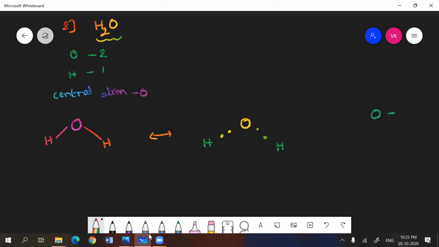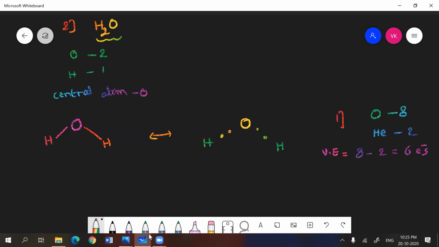Oxygen atom first. Atomic number 8. Previous noble gas is helium, atomic number 2. So 8 minus 2 is equal to 6 electrons. So this is the counting of valence electrons for the oxygen atom. So 6 electrons means, we see only 1, 2 electrons we wrote. What about the remaining 4 electrons?